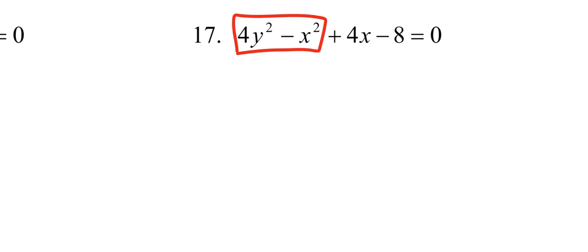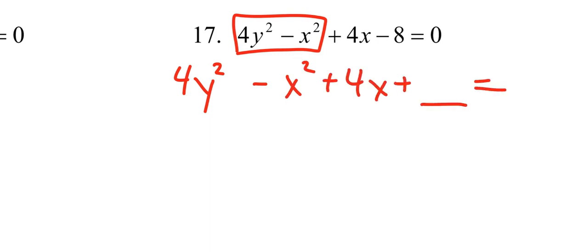Okay, I think I'm getting the flavor of what I'm interested in here. The y's are already perfect. You do not have to complete the square for the y's, folks, because they are already perfect. Stay with me, otherwise you can leave. So we've got 4y squared minus x squared plus 4x. We have to complete the square, and let's just move the 8 out of the way for now.